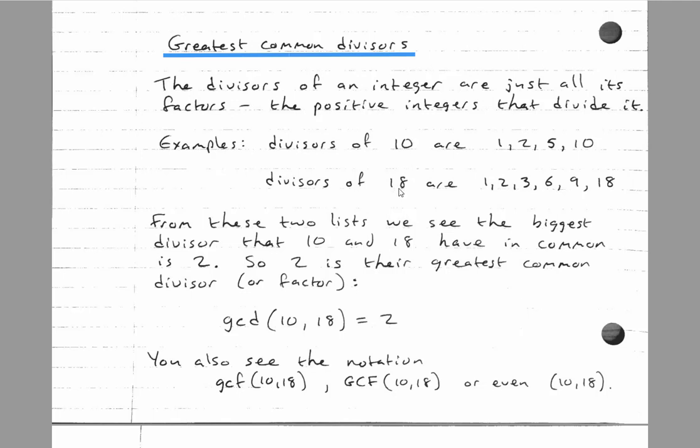Okay, so then we could ask, what's the biggest divisor they have in common, these two numbers? Well, they have divisor 1 in common, so yeah, every two numbers. So 1 is always a divisor, so that's always going to be common. They have a 2 in common. There's a 5 here, but no 5s, no 10s, so nothing else in common. So the greatest common divisor of 10 and 18 is 2.